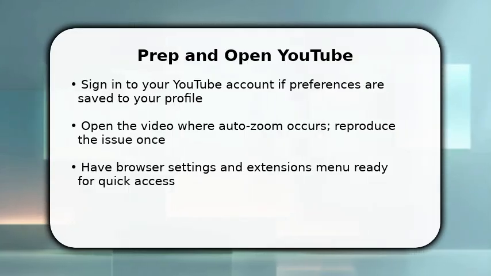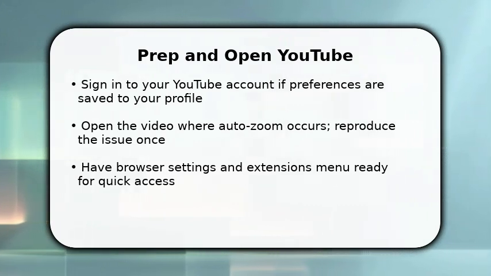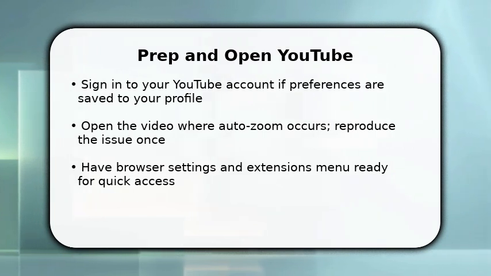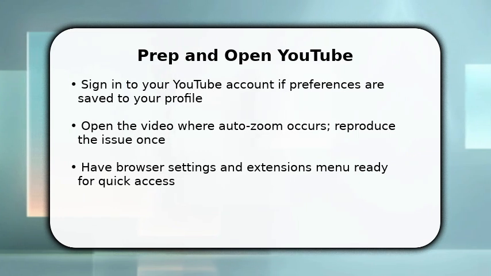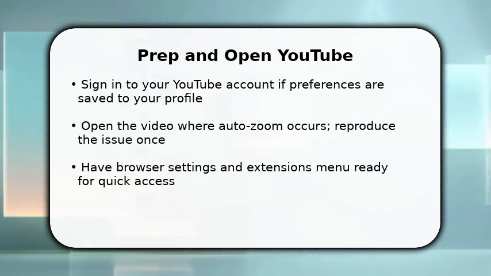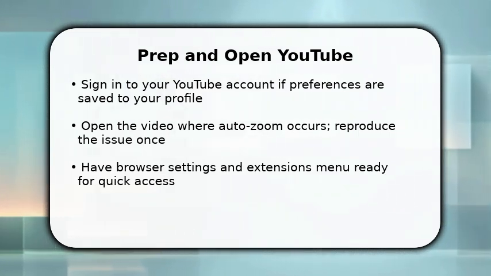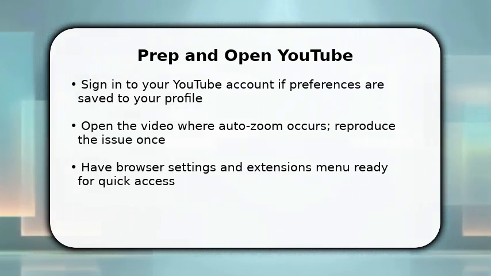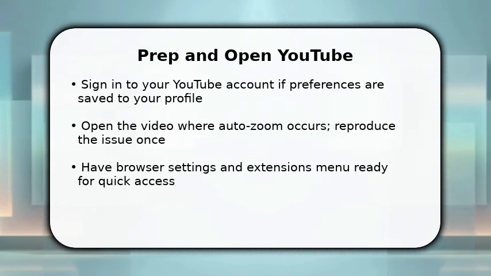You start by signing in and opening the problem video so you can test changes in real time. Once the video is loaded, make sure you can reproduce the auto-zoom behavior. While the video plays, open your browser menu and keep extensions or settings visible. This saves time. You want to change behavior, not just appearance, so test now and have a second tab ready to check global versus site-specific settings after each step.